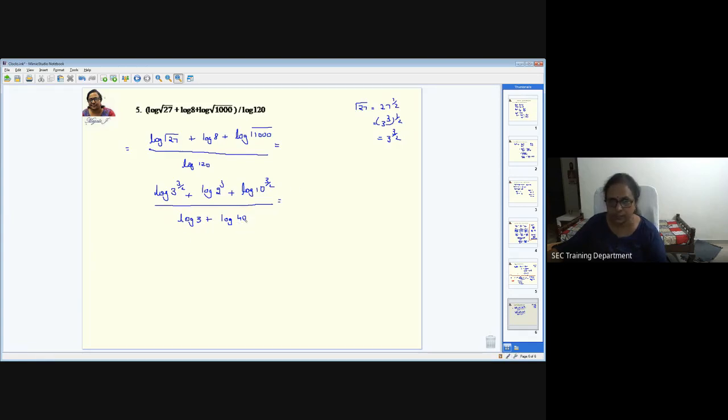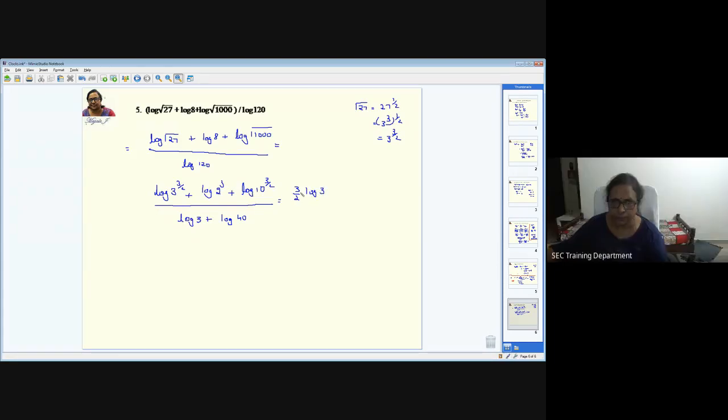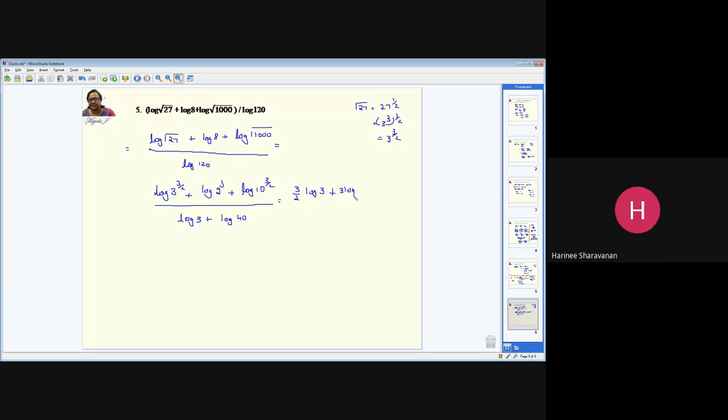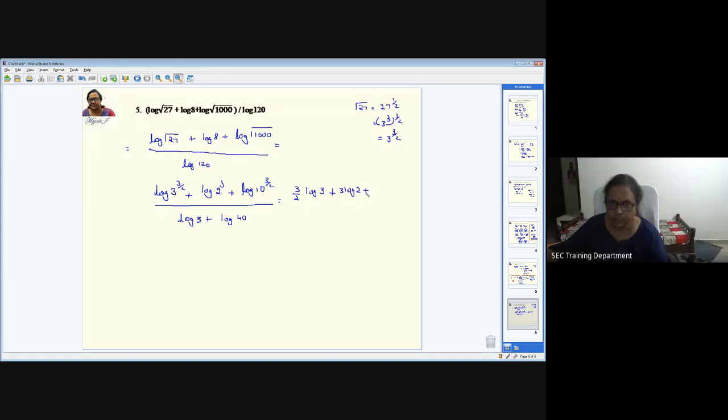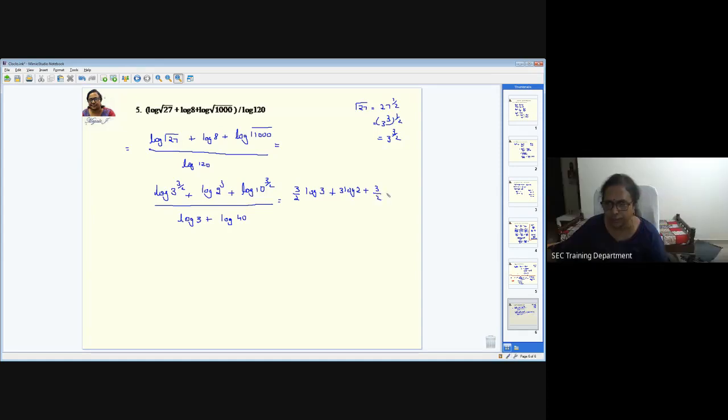And then next, what you're supposed to do. This 3 by 2 will come out. So it's going to be 3 by 2 log 3 plus 3 by 2 log 2 plus 3 by 2 log 10. I don't have to write log 10. Shall I? Okay, I'll write log 10 because we need it.